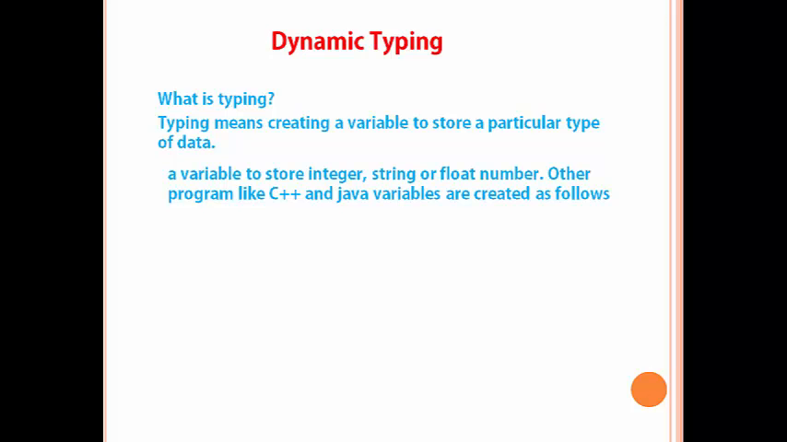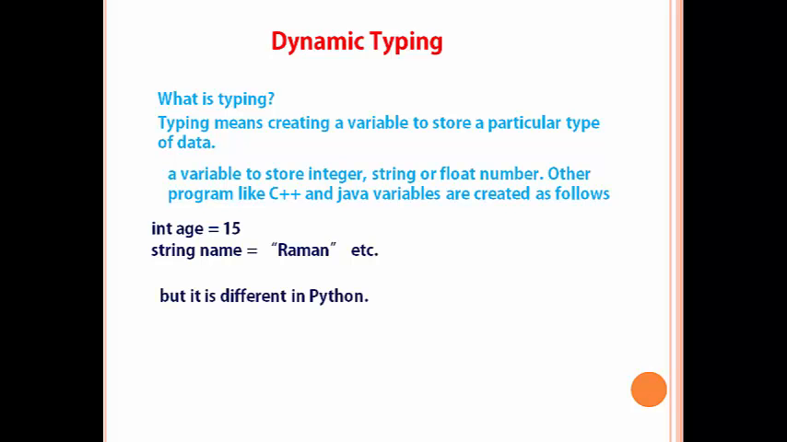In other programs like C++ and Java, variables are created as follows. So how do we create them? I have just given you a little bit of insight into it. Okay, let's see some more examples. Int age is equal to 15. String name is Raman, etc. This is the way we create variables. But here in Python it's different. It's age is equal to 15. Name is equal to Raman. So no type is written there. No type is written here. You can see the int is written here.